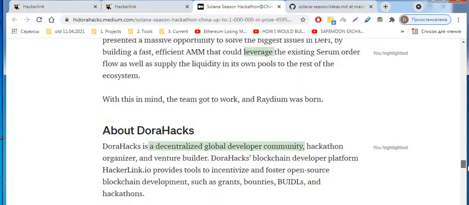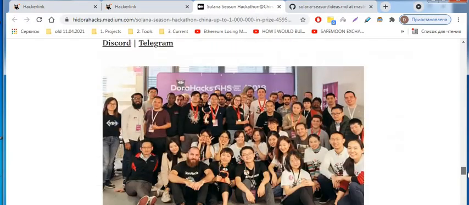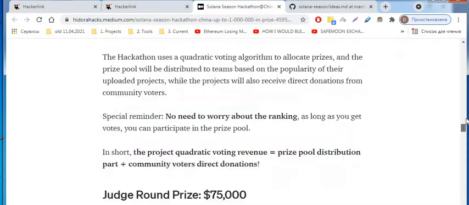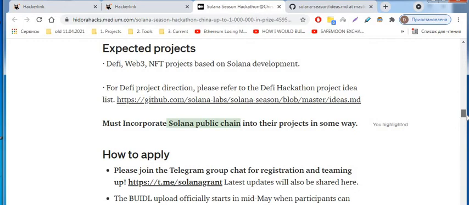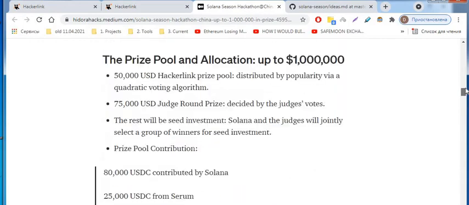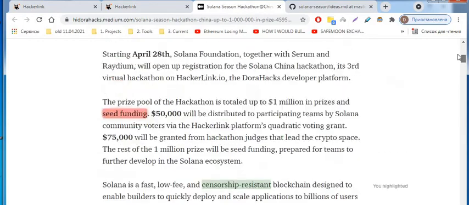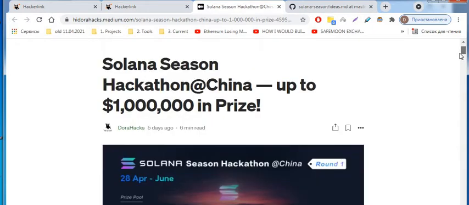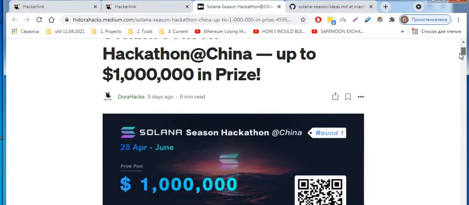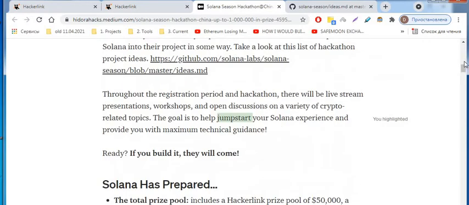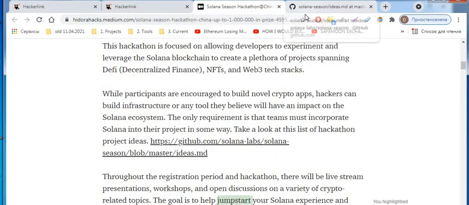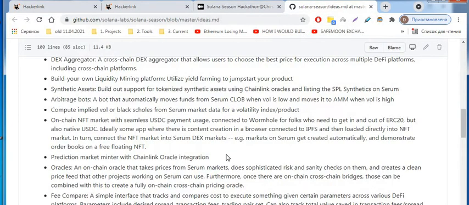So Solana is going to probably become a very strong competitor to Ether. Not a killer, but a competitor, like a complementary competitor. What's cool about the Solana hackathon is that you don't have to have your own idea already. You can just go into this list over here, click on it, pick one of the ideas and start building it.